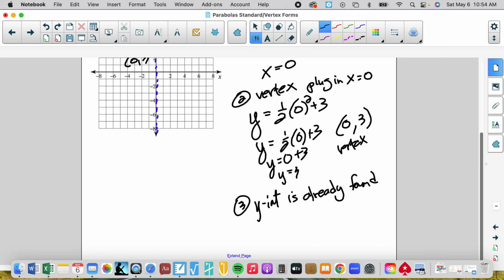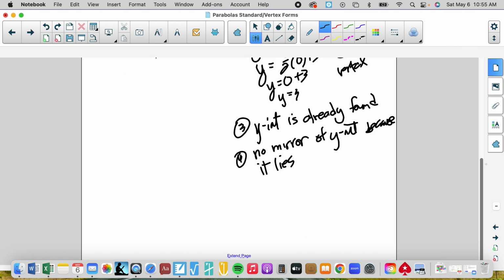And the other bummer is we used to reflect the y-intercept, so we're missing out on 2 freebies. And no mirror point. No mirror of the y-intercept, because it lies, I don't know if that's the proper term, it lies on the axis of symmetry. So it won't have a reflection point.